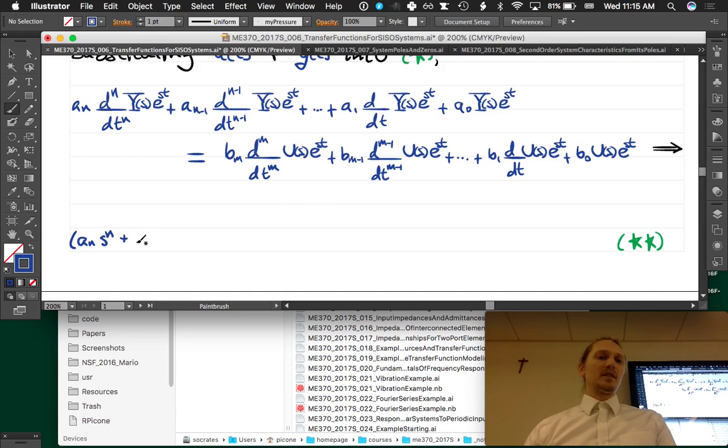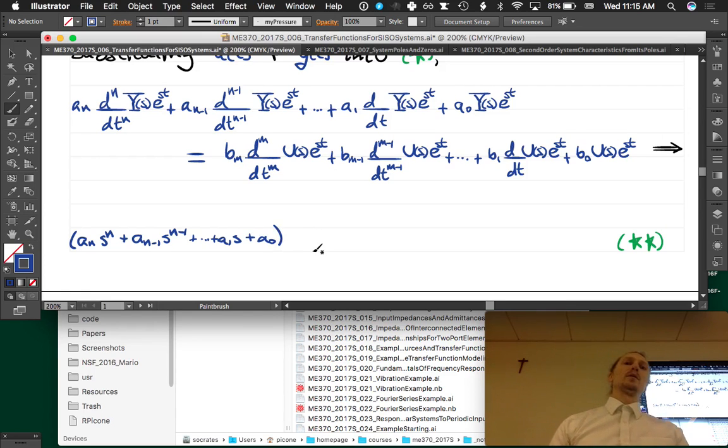So what's left is, the next term is very similar, a_(n-1) s to the n minus 1, plus all the way down to a_1 s to the 1, plus a_0, which doesn't have an s because there was no time derivative on that one. And all of that is multiplied by y of s e to the st, which is in every single term. Everybody tracking on that? Okay. On the right-hand side, was there a question? Sorry, I heard a mumble, and I couldn't tell if that was a question.